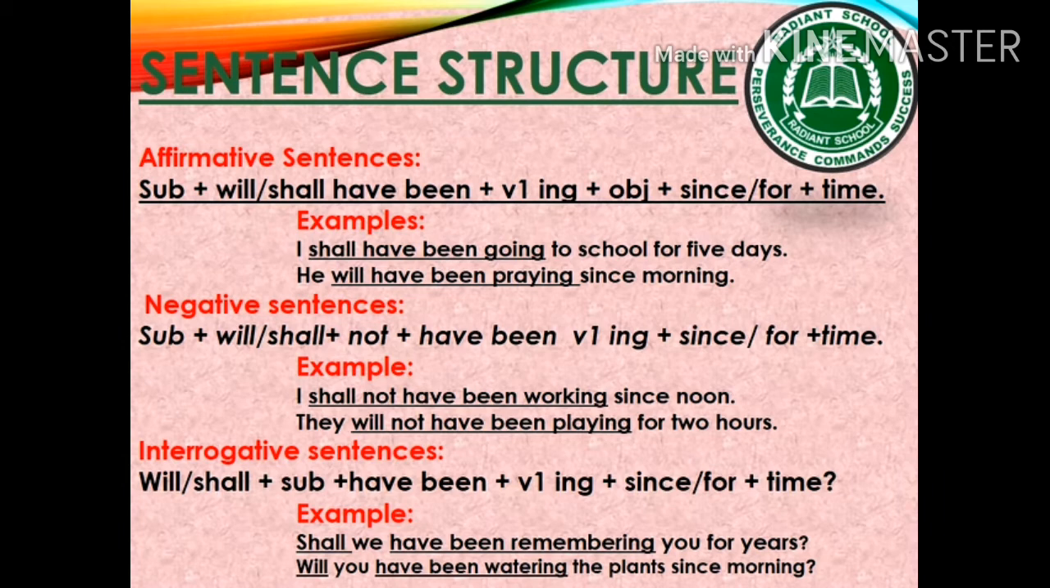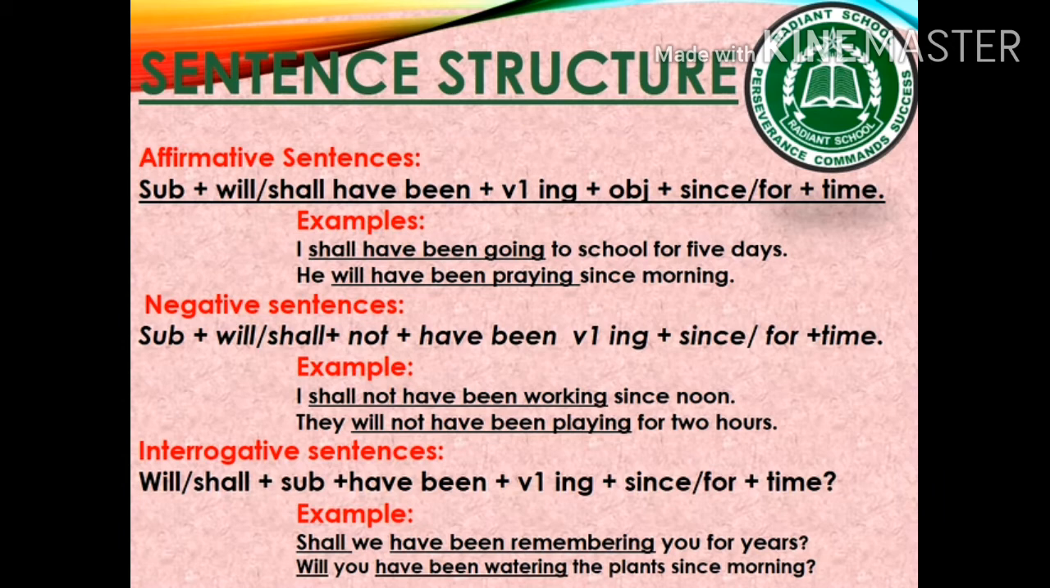In negative sentences, we have to write not after will or shall and before have been. Will not have been, shall not have been with the first form of verb plus ing. For example, I shall not have been working since noon. They will not have been playing for 2 hours.